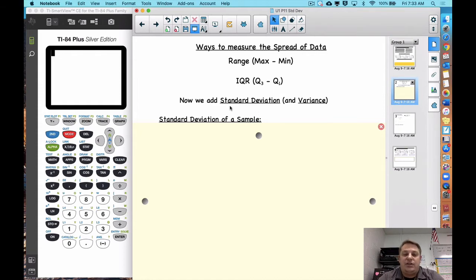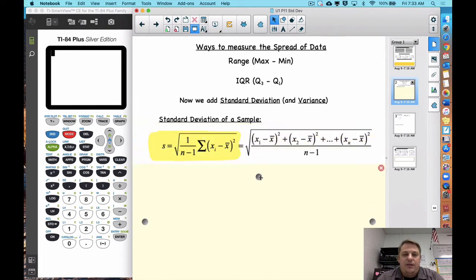Now, standard deviation is the one we use by far more right now, but variance is one that's related, and later in the year we need to know variance. So we're going to talk about both right now. This is how you calculate the standard deviation. It's a messy formula. It looks gross. The good news is you're never going to have to do it by hand, but I do want you to know what's going on. These xi mean we're going to take each number in the list.